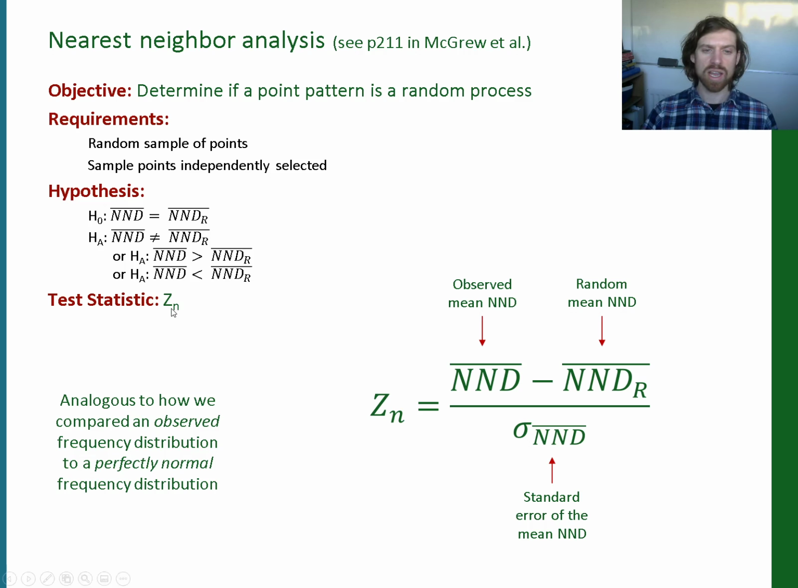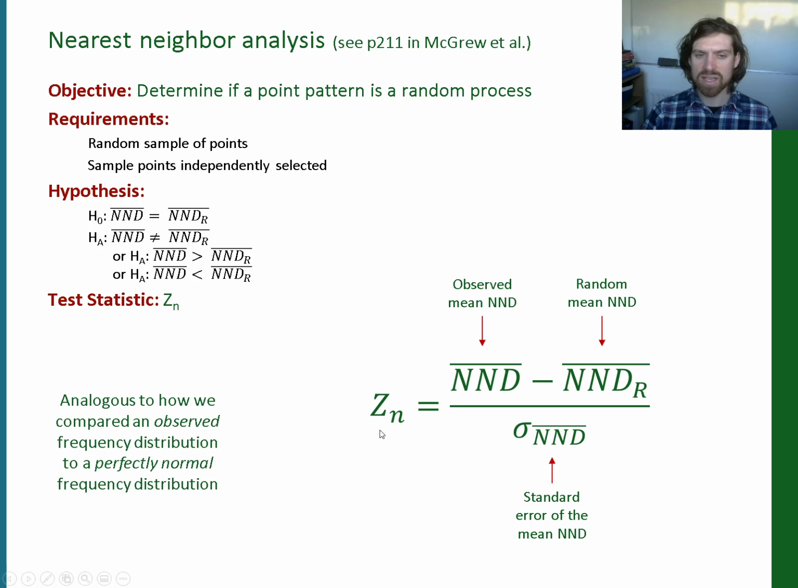The test statistic here is a Zn. And ultimately, the way that we understand this is analogous to how we compared previous observed frequency distributions to some type of perfectly normally distributed variable. So we've been here before, essentially. This is just an explicitly spatial variant.